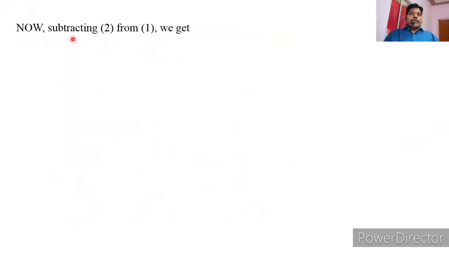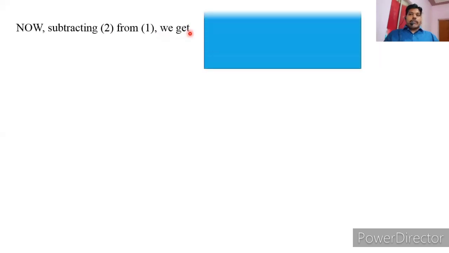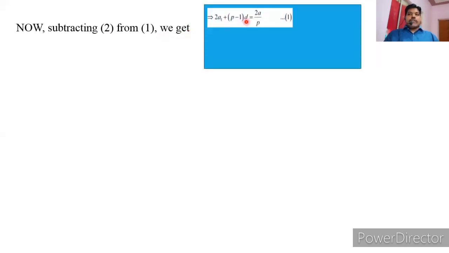Now I am going to subtract 2 from 1, that is, equation 1 minus 2. What will it become? First see, what is the first equation? 2a1 plus (p minus 1) into d is equal to 2a by p. And the second condition is 2a1 plus (q minus 1) into d is equal to 2b by q. Already you know this. In the next step you can observe these two terms. I am taking the minus.